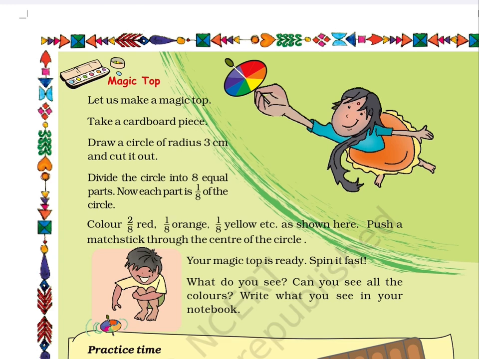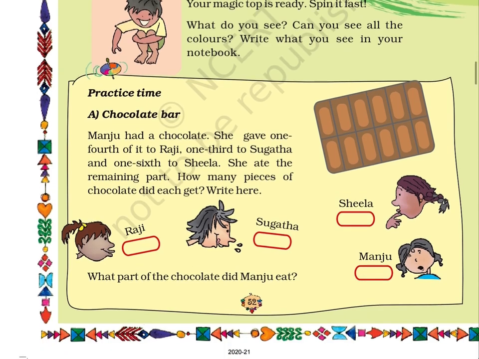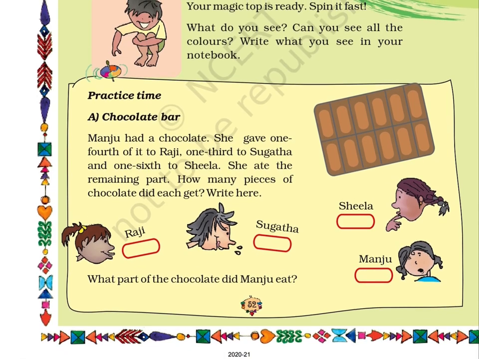Spin it fast. What do you see? Can you see all the colors? Write what you see in your notebook. To the top right corner of the page, we see the picture of a boy holding a magic top, and on the left side we see the picture of the boy spinning the top and enjoying.